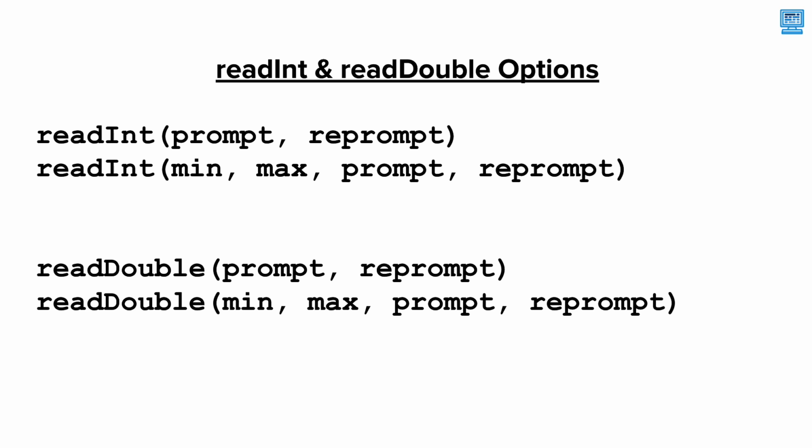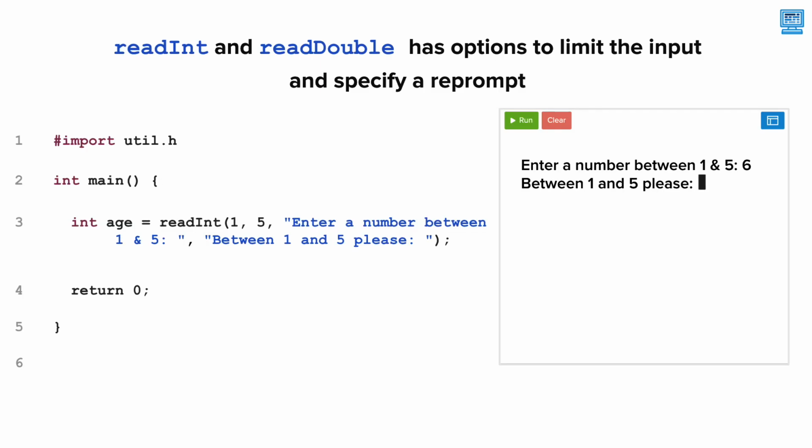Both readInt and readDouble have additional options that can be used with them. In both cases, you can add a reprompt prompt, which will display an alternate message if the user doesn't enter the proper integer or double. In addition, you can specify a minimum and a maximum value that's acceptable. If the user enters a value outside of that range, it will reprompt them. Let's take a look at these.